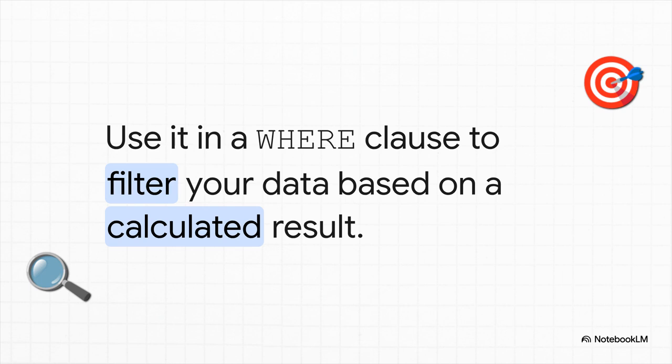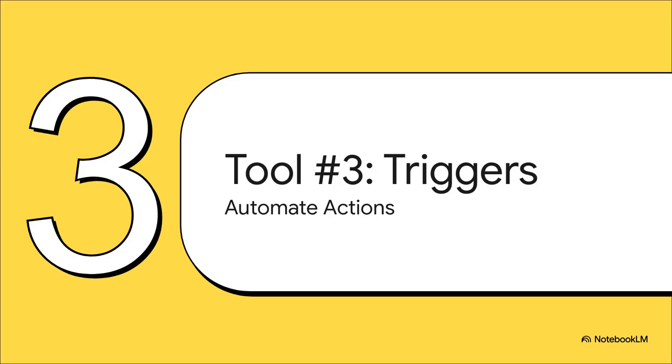You can also use your custom function in a where clause. This means you can filter your data based on that complex calculated value. So here we're finding all the items where our calculated total is over 500. Now that is incredibly powerful stuff. All right, so we've simplified how we look at data, we've made our calculations reusable.